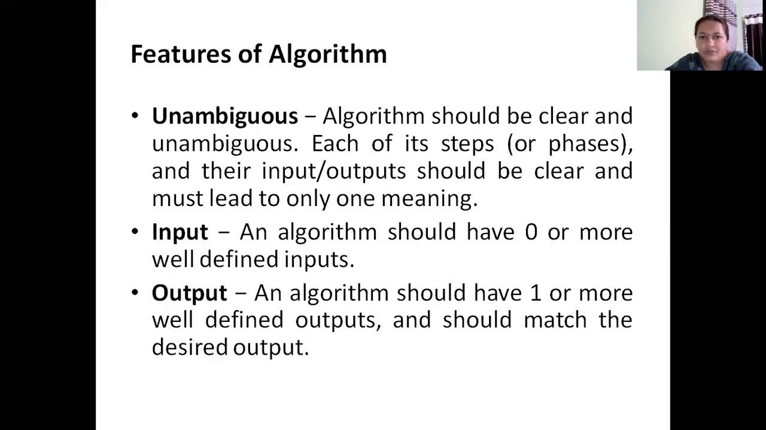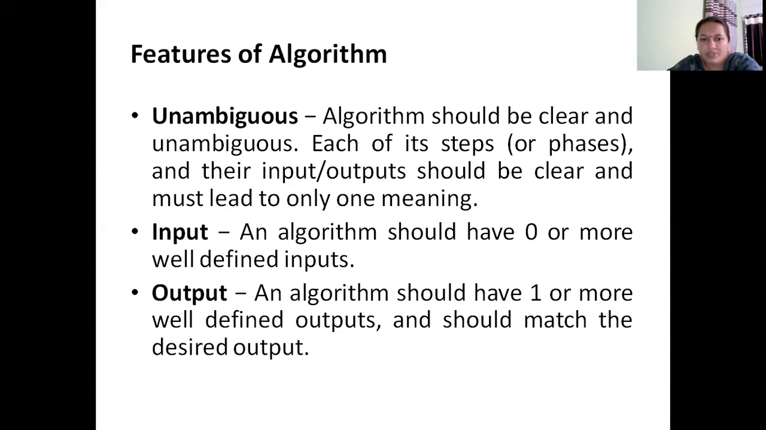Some of the features of a good algorithm are: an algorithm should be unambiguous. Unambiguous means without any confusions. Since you write an algorithm in simple English, you should write it in clear statements without any confusions. For each of the steps in the algorithm, there should be a clear input and output, and whatever you write in the algorithm should lead to one meaning. Multiple meanings will lead to ambiguity or confusions that has to be avoided.